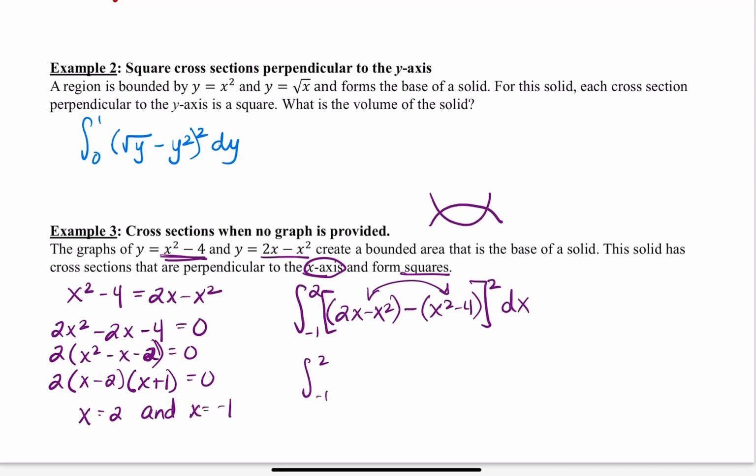And let's see, I'll write it as negative x squared. Negative x squared is minus 2x squared. Then I have plus 2x. That doesn't combine with anything else. And then I have minus 4 plus 4 plus 4. And then all of that is squared dx.